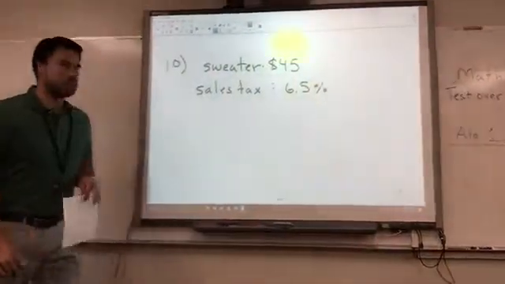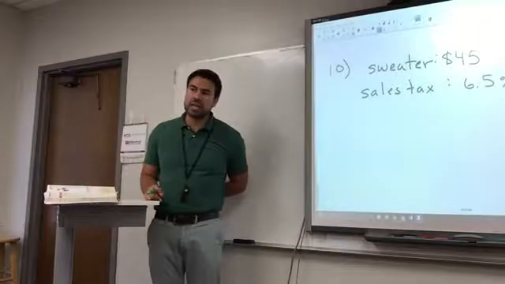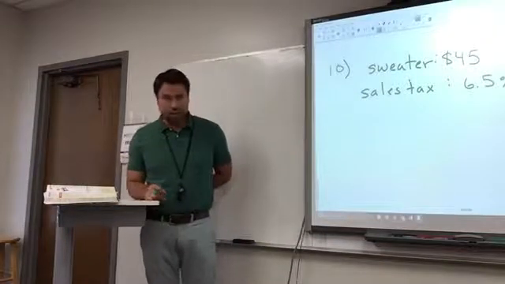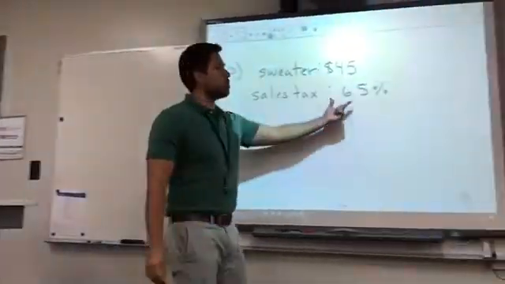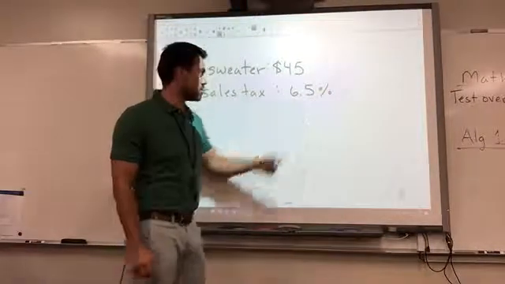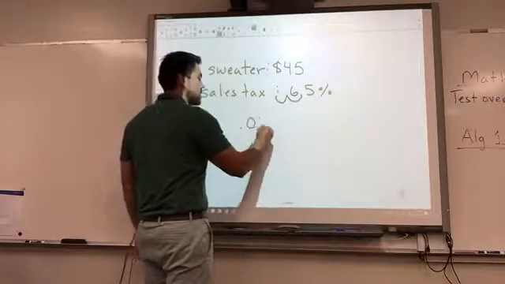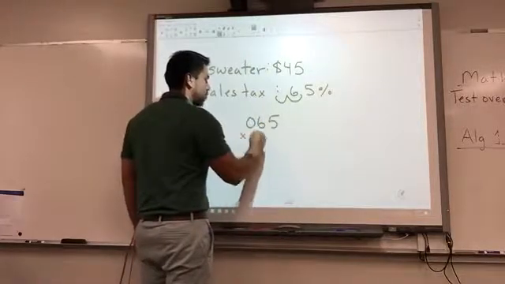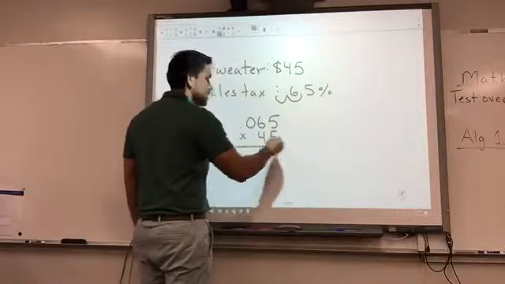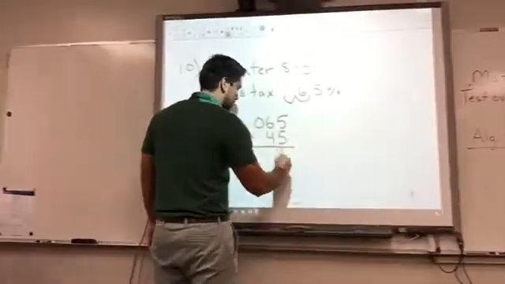Okay, 6.5%. So what are you looking for here? I'm looking for 6.5% of $45. But what do you have to do to the percent first? Change it to a decimal. So you're going to move it twice. 1, 2. So it's 0.065 times 45. And these are the kind of problems you're doing, so don't feel too overwhelmed. I hope you guys get this one.